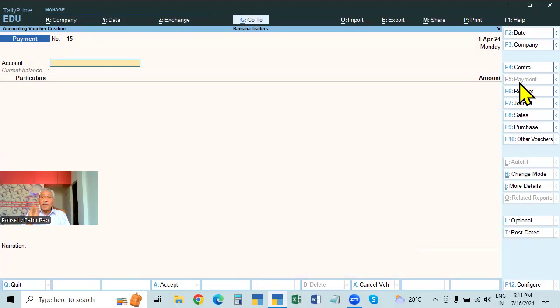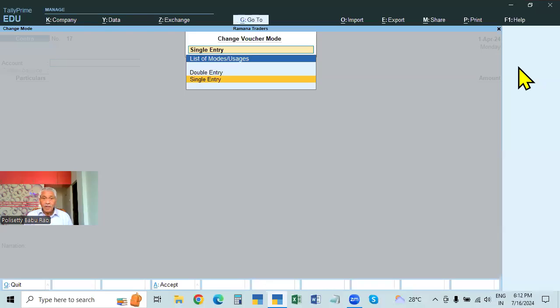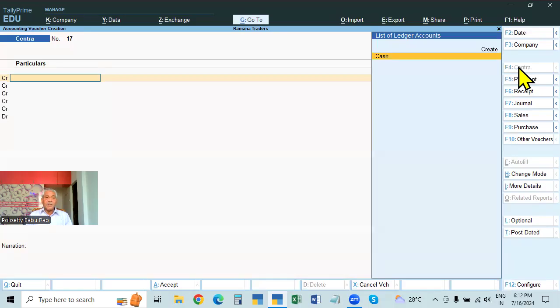Suppose we make a payment into the bank, so cash to bank, or if you withdraw cash from the bank, it is from one account to another account, transferred in the bank. These transactions are between us and the bank. So this is where we enter the contra entry, not with outsiders. So we have to go to contra entry. In the contra entry also it is double entry. Contra entry means all these are available.